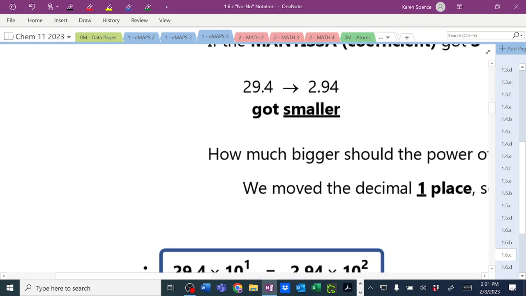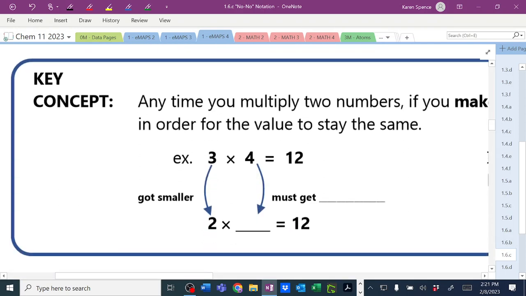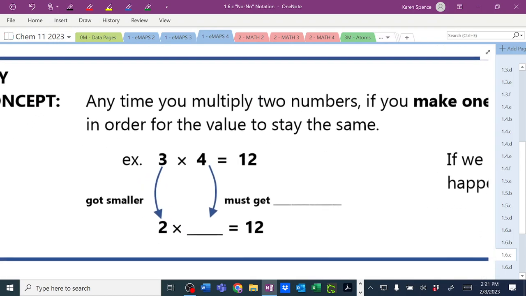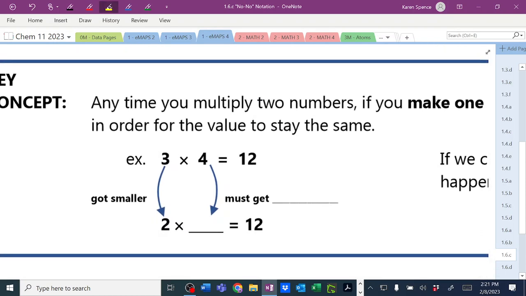At the bottom of the page, when you multiply two numbers, if you make one of them smaller, the other one must get bigger in order to stay equal. So this is right at the bottom of the page. We have here 3 times 4, okay? And 3 times 4 is equal to 12. Easy peasy, yes?